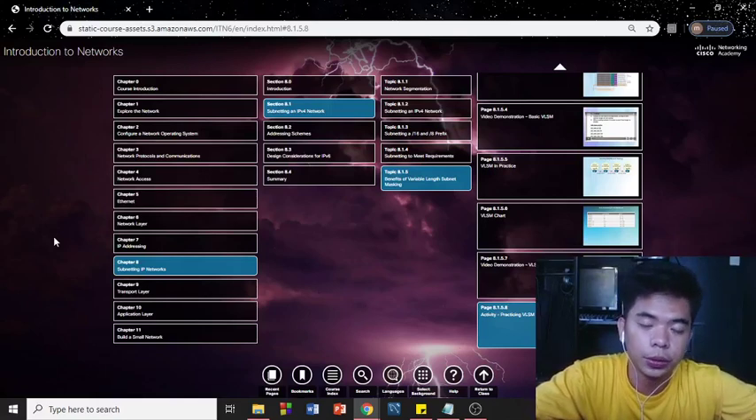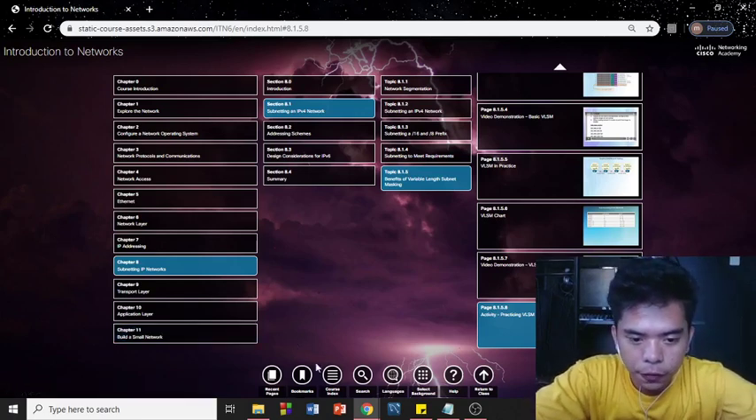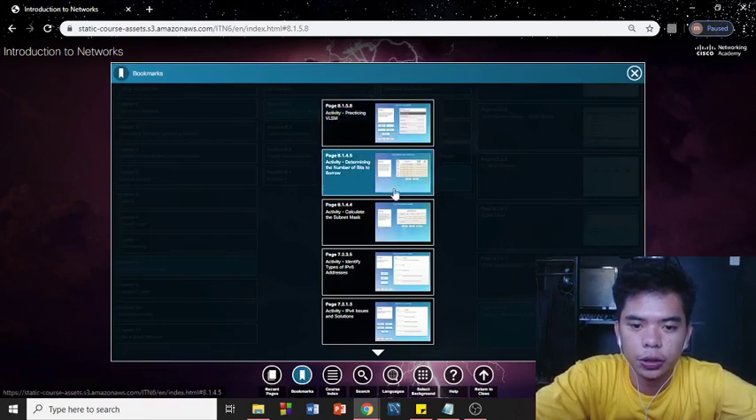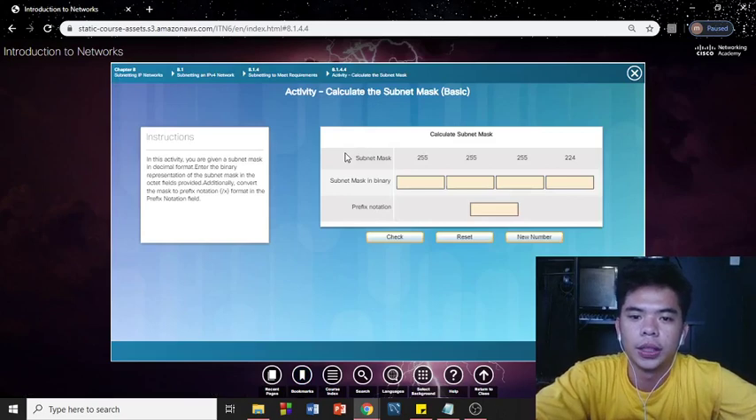Now we're going to do the chapter 8 activities. We're going to do all of the activities in chapter 8. So let's start. The activity that we're going to do is calculate the subject mass basic. In this activity, you are given the subject mass in decimal format to enter the binary representation of the subject mass in the octet fields provided. Additionally, convert the mass to prefix notation.